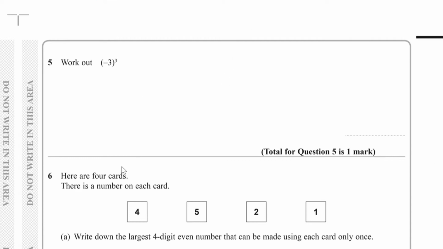Question number 5, we have to work out -3 all cubed. Well, this calculation is the same as -3 times -3 times -3. Minus 3 times minus 3 is 9. Timesing that by minus 3, we get minus 27.